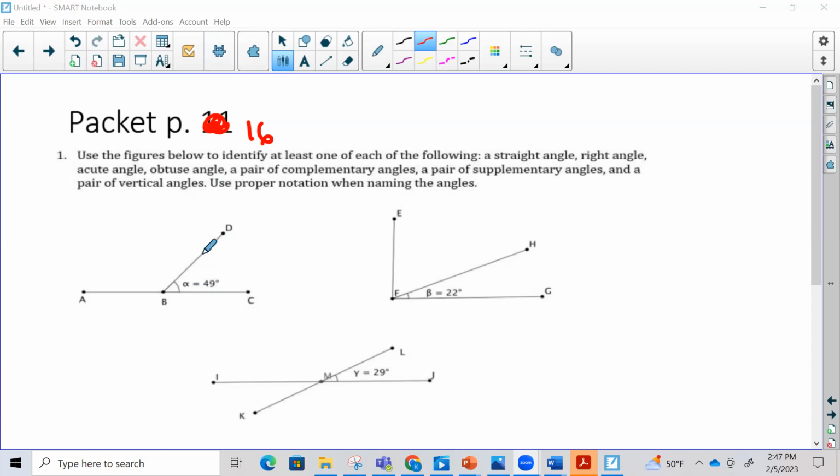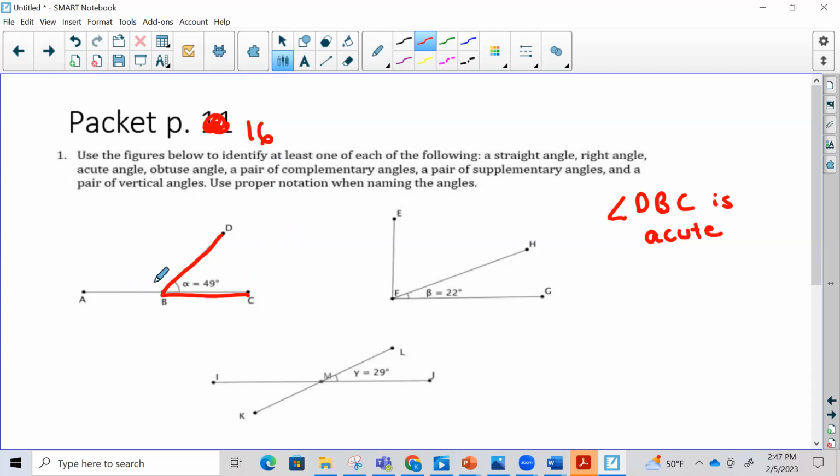So this angle DBC is 49 degrees. Okay. So therefore angle DBC is acute because the measure is between 0 and 90. And so we're talking about this angle here, DBC. Again, I could name it CBD.